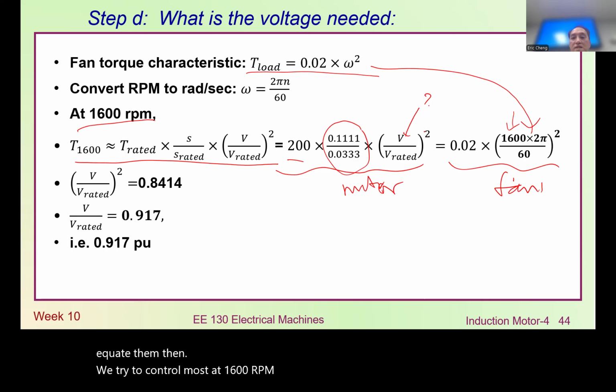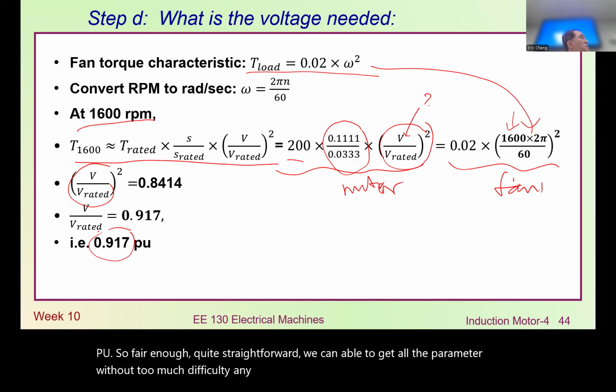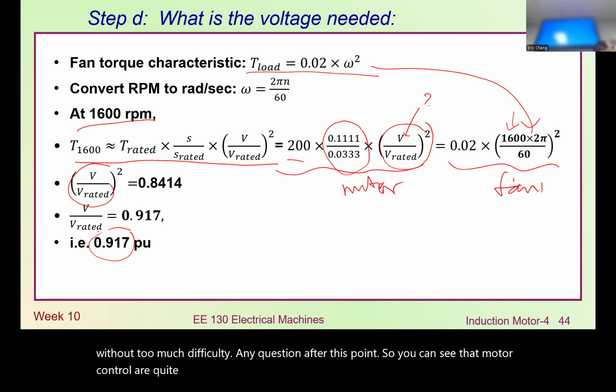So fair enough, quite straightforward. We are able to get all the parameters without too much difficulty. Any question up to this point? So you can see that motor control is quite simple. We're using some simple ratios. We're able to get most of the ratios, voltage, slip, and everything.